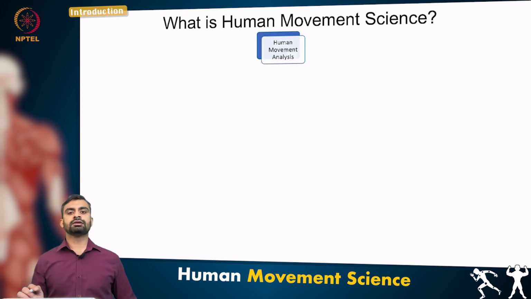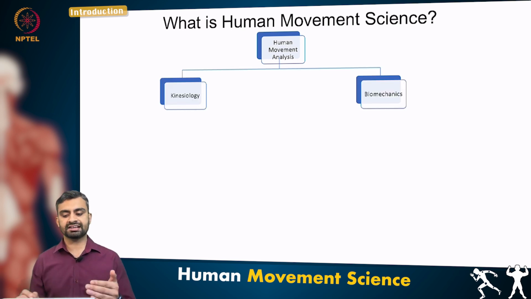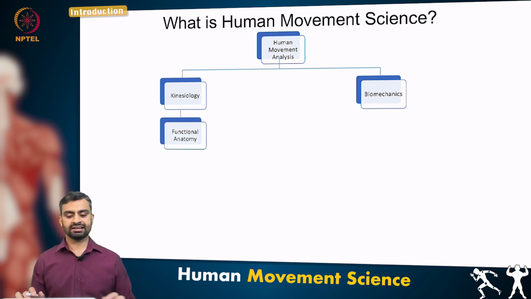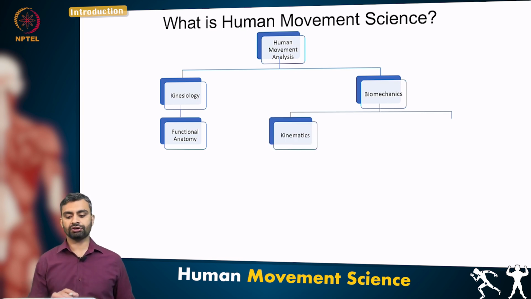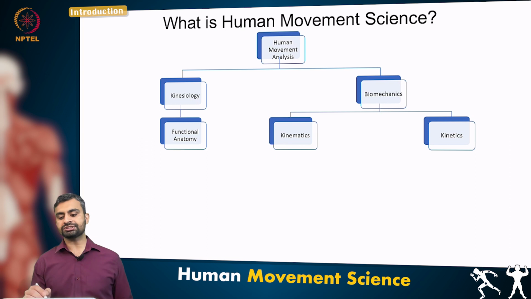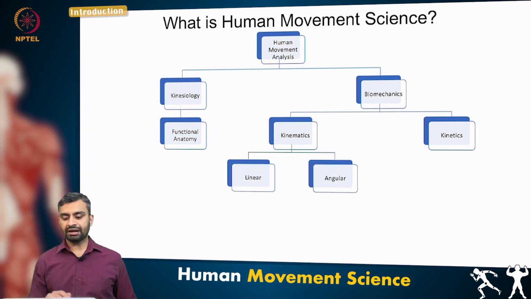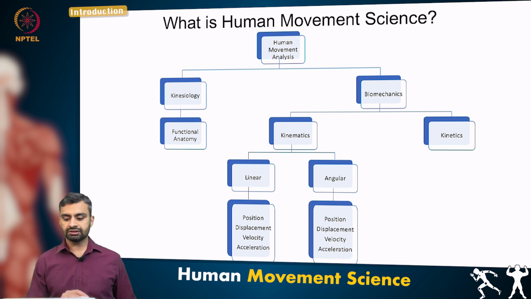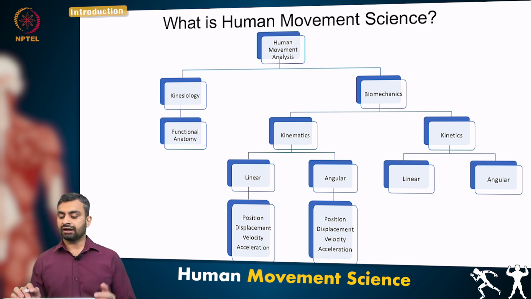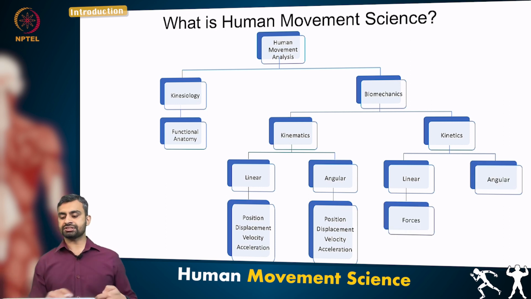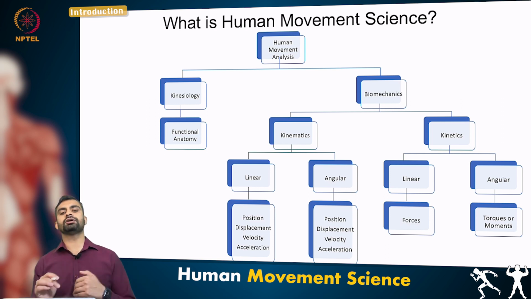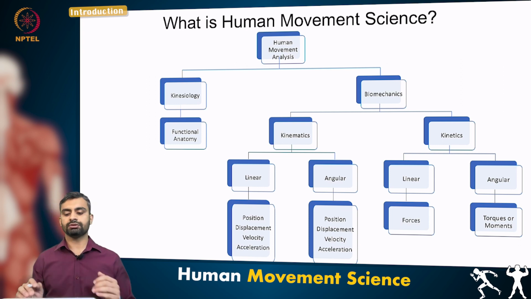So let us look at the bifurcation of human movement science. Human movement science can be broadly classified into two parts: kinesiology and biomechanics. Kinesiology is nothing but functional anatomy, and biomechanics includes kinematics and kinetics. Kinematics includes linear and angular motion study, which includes position, displacement and velocity, whereas in kinetics again we have linear and angular subdivisions which look at the various forces and torques or movements being generated at different body segments or joints of the body.